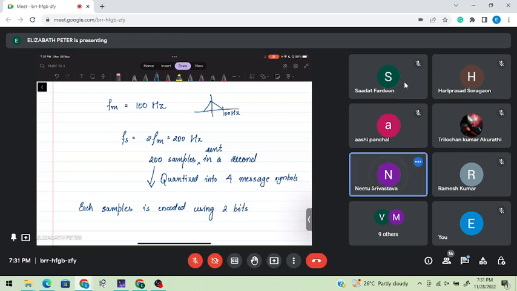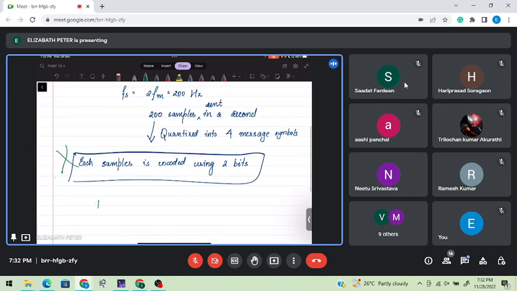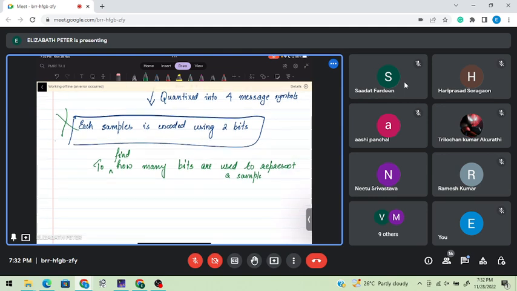So to find how many bits are used to represent a sample, or the average number of bits required to represent a sample, in information theory it says that if a source transmits symbols from the alphabet, say.